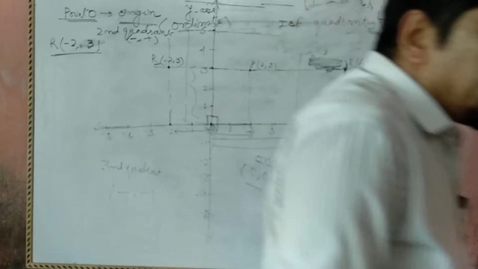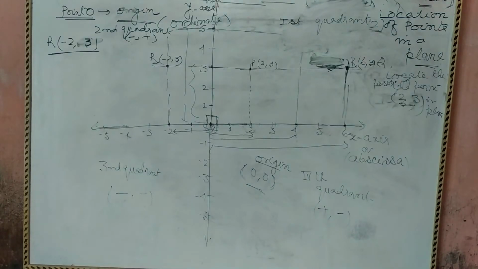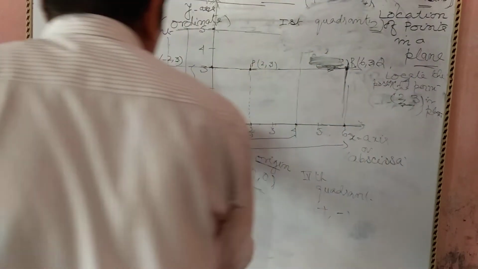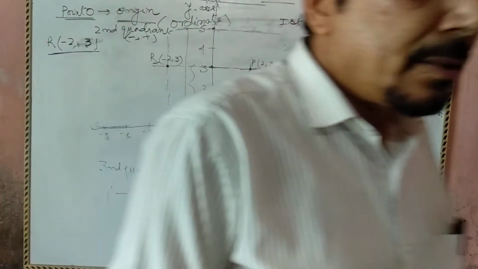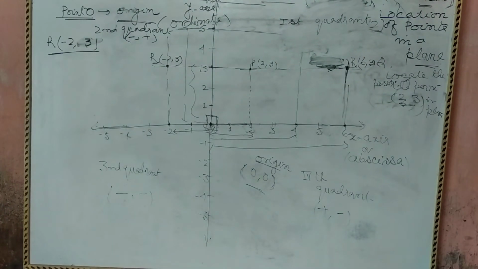In a graph, there are two axes, x-axis and y-axis. Both are perpendicular to each other. Where they meet, this point is known as the origin, because the distances are measured on the x-axis or y-axis from the origin. So on the x-axis and on the y-axis also, distance will always be measured from the origin. Understood? Okay.